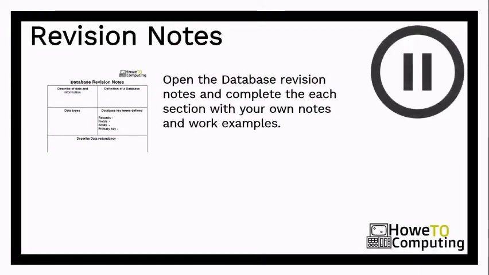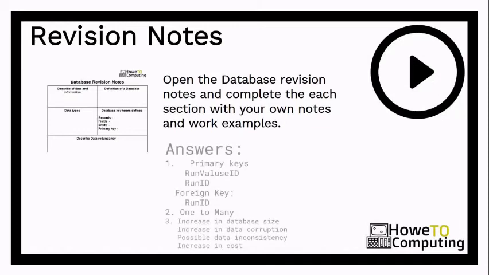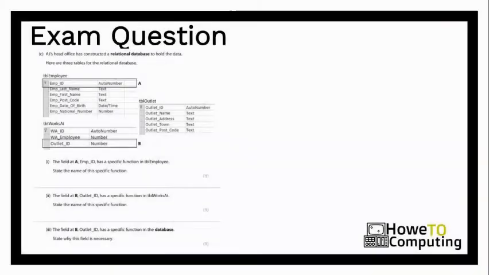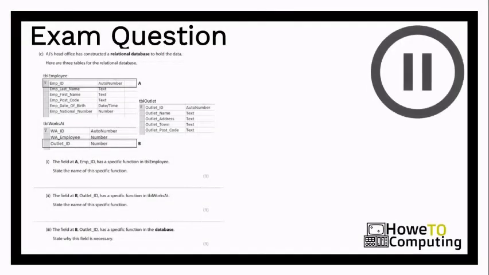What I'd like you to do now is pause the video, give the revision sheet a go, make some key notes and attempt the questions. Okay, so let's have a look at the answers. These are the answers to run through. There are two primary keys, one foreign key, there's one to many, and you can see the list of reasons why data redundancy is bad. This is a list of resources which you can look through to bolster your knowledge. I'm going to pause the video again. I'd like you to attempt this exam question.